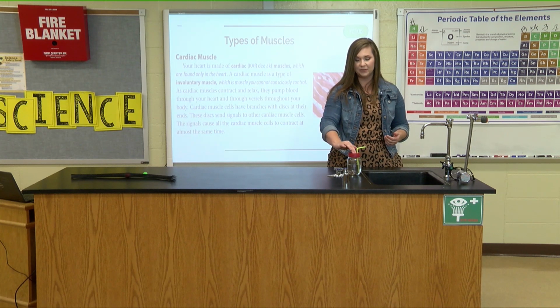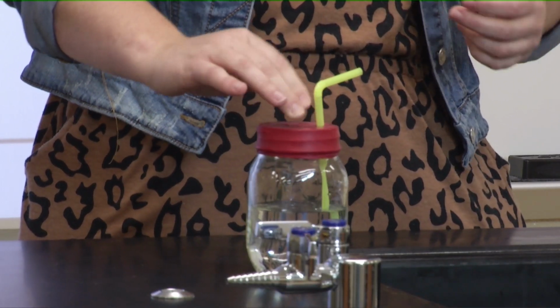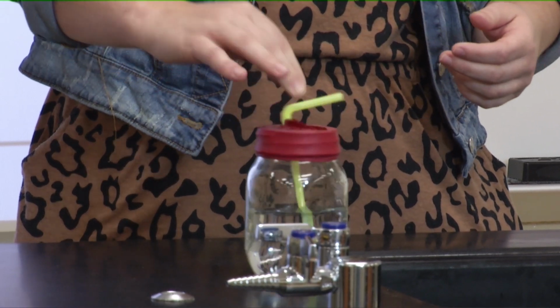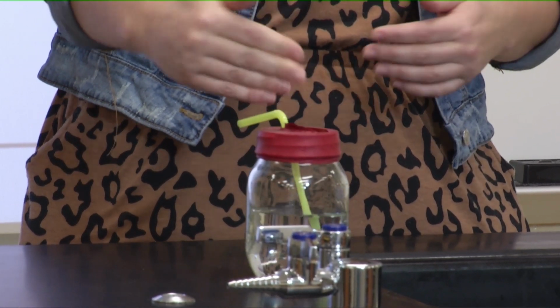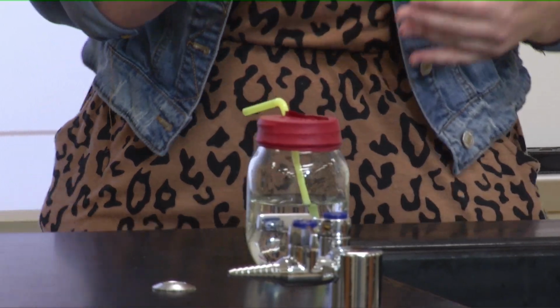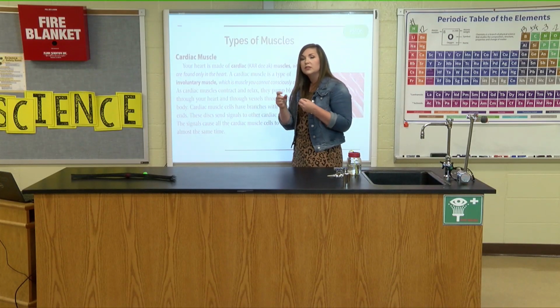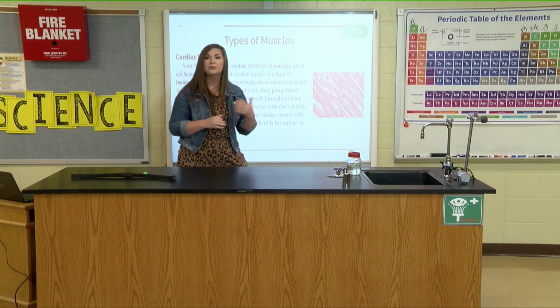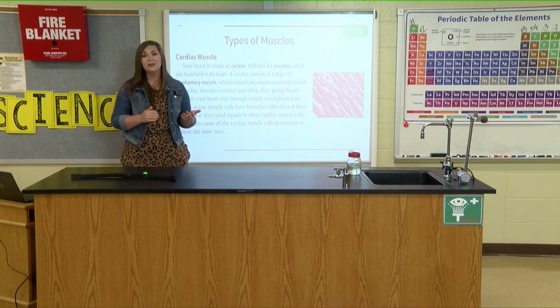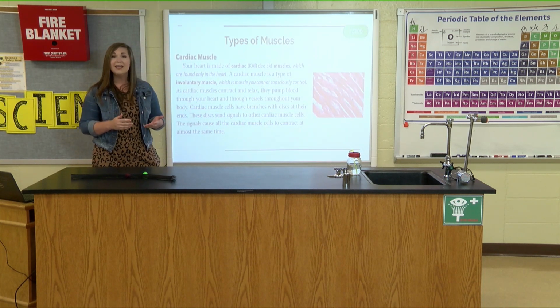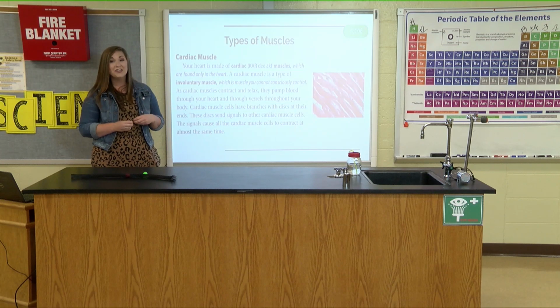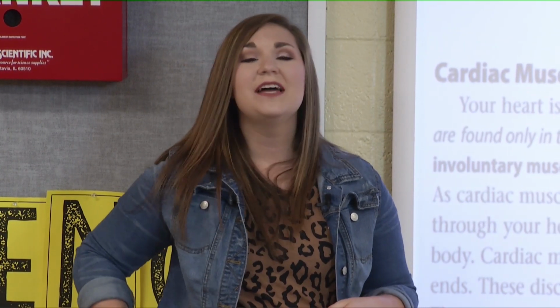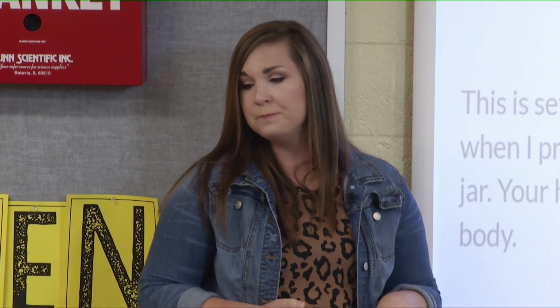So when I push down, a little bit of water comes out. Whoops, it broke that time. But when you push down, the water came out. That's an example of how when your heart muscle contracts, it's going to pump blood through the body. That's important. Not only do you need blood going through your body, but you also need the oxygen in your blood to get to the places it needs to be. So that's just an example of how the contraction of your cardiac muscles works.